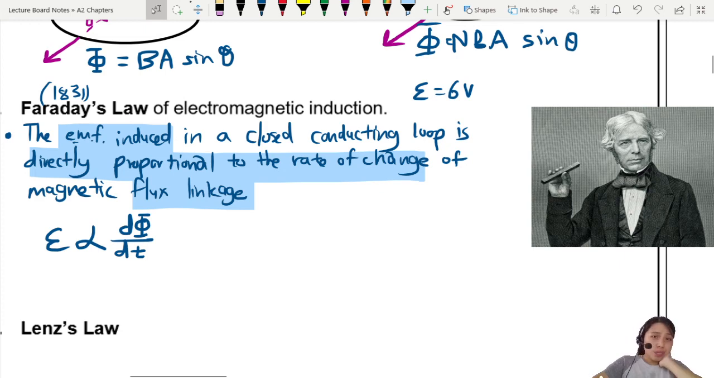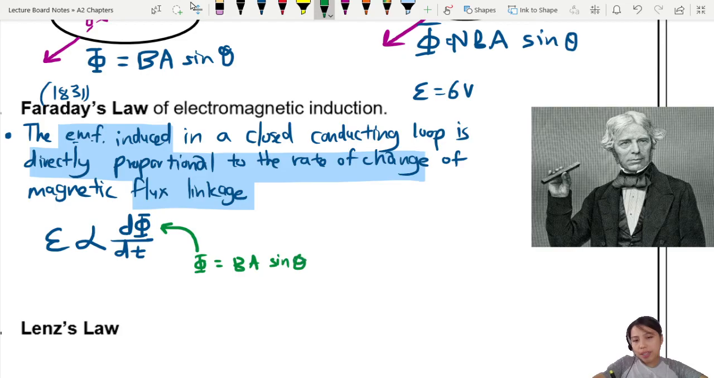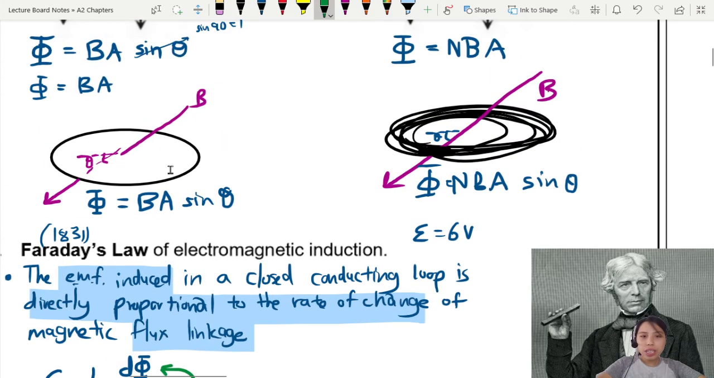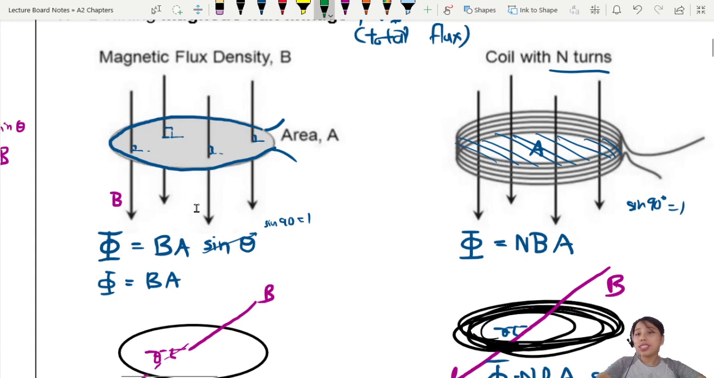Now, there are many ways you can change the flux, because this phi, as we have learned just now, equals BA sine theta. So in a setup, if any of these change, then you have a change in flux. Suddenly the magnetic field strength becomes stronger: change in flux. Suddenly the area becomes smaller or bigger: change in flux. Suddenly the angle changes, the thing rotates: change in flux. Any of these changes to this setup will cause a change in flux and will induce an EMF, positive, negative, into the points.